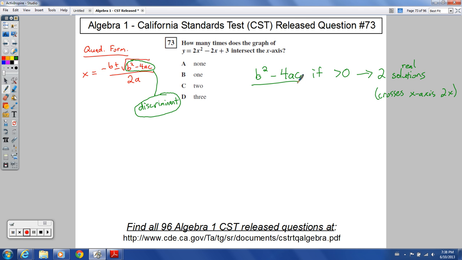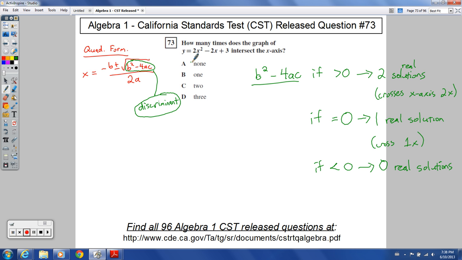If this was equal to 0, it would have 1 real solution. Or in other words, it would cross the x-axis 1 time. And if it was less than 0, that would mean you'd have a negative underneath the square root. That means you would have 0 real solutions. You can't have a negative square root and have a real number answer. So 0 real solutions.